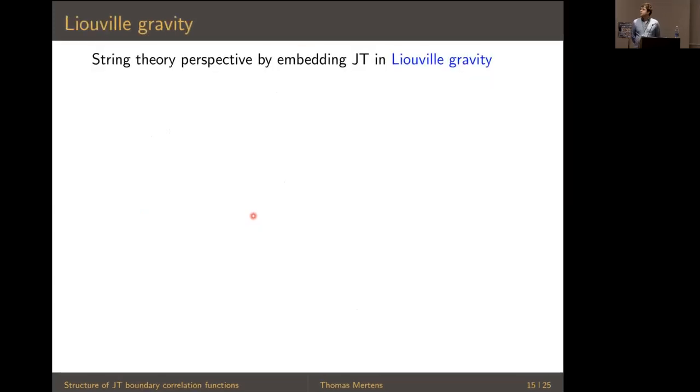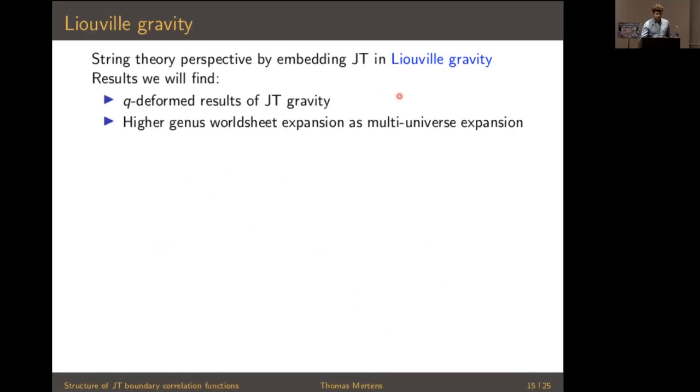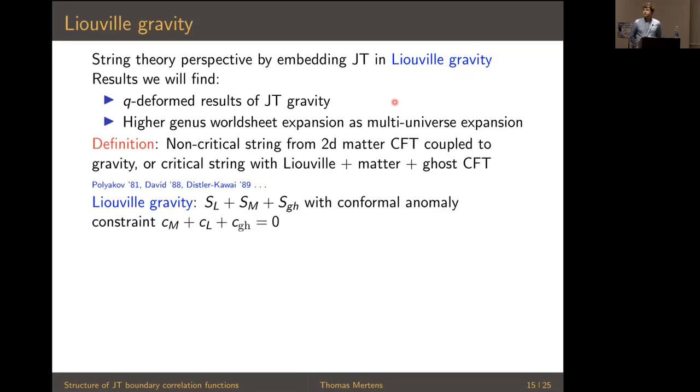Okay, so now during the last part of my talk, I want to give you a different perspective on these correlation functions, which is to embed them in a string theory perspective. And in particular, I will embed them in Liouville gravity. So let me first already mention the results that we will find. The structure of these correlation functions in Liouville gravity will look like Q-deformed results of the ones you would find in JT gravity, the ones we had up to now. And also the higher genus worldsheet expansion you would do in string theory gets reinterpreted in terms of a multi-universe expansion. So let me first give you the definition of the model that I will be studying, just for clarity.